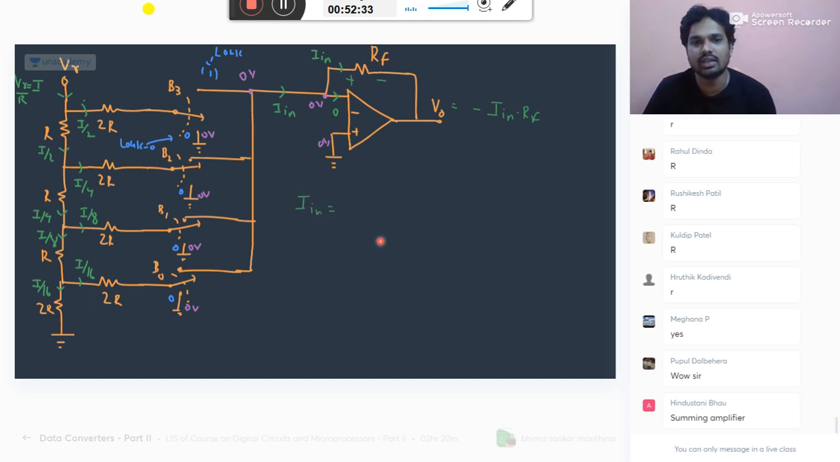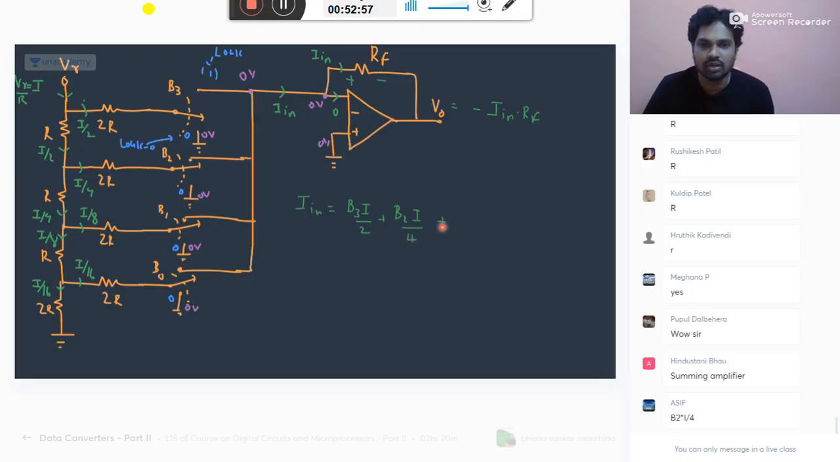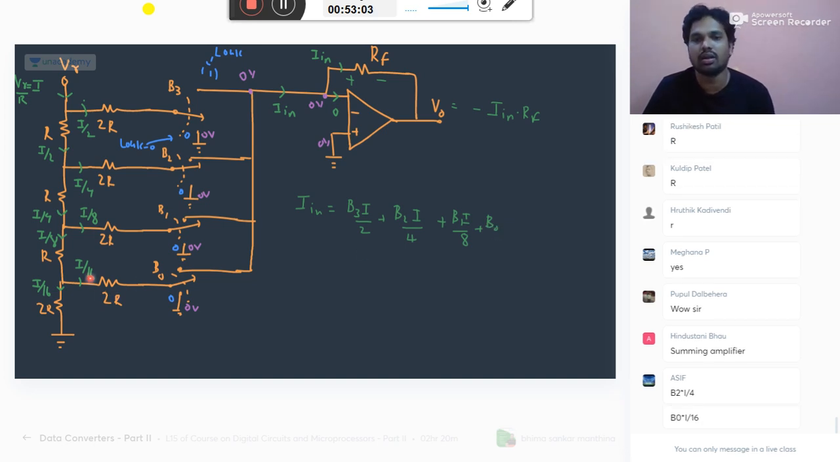What is IN? See here, if bit 3 is 1, you get a current of I by 2. So can I say bit 3 times I by 2? Because if bit 3 is 1, I will get I by 2. If bit 3 is 0, I don't get anything. Similarly, bit 2 times I by 4, bit 1 times I by 8, and bit 0 times I by 16.